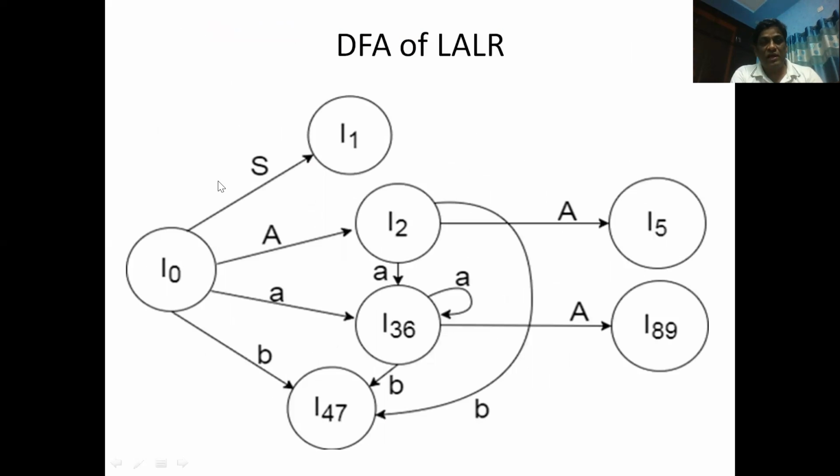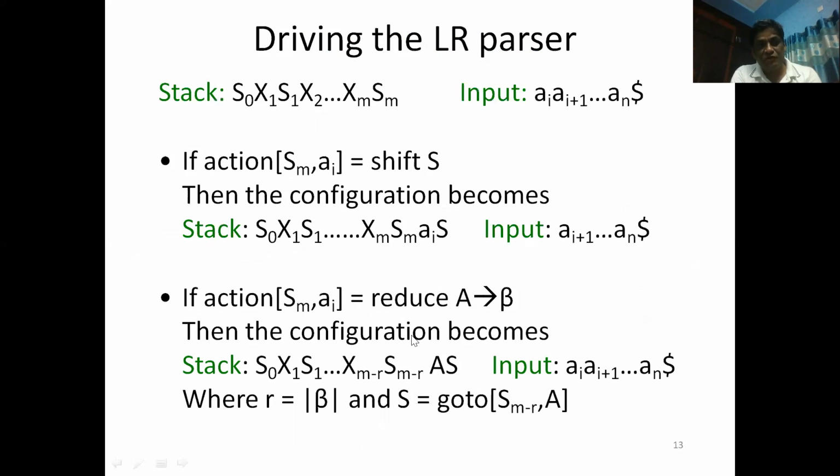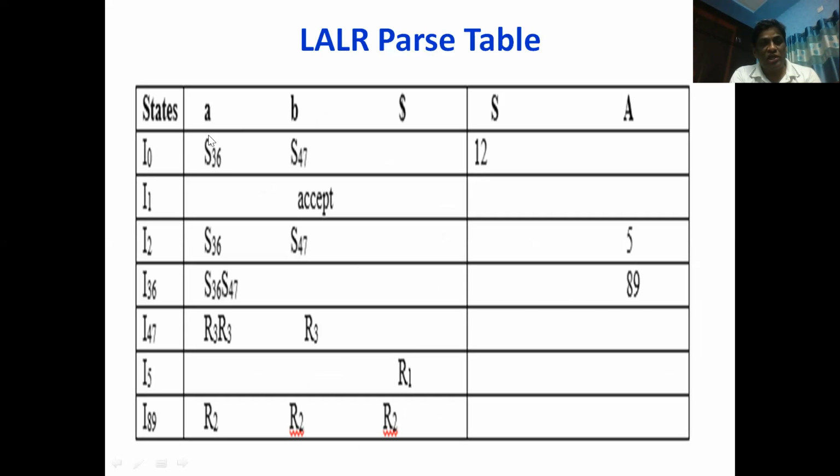For example, I will explain how to fill that shift operation. For shift operation, you need to look for the terminals, transitions on terminals. So this is I naught with small a going to I36. Therefore, I naught on small a is shift 36. You need to fill like this. I naught on small a corresponds to shift 36. Okay, or you can use a single state. You can rename it as a single name. 36 is the name of the state. Remember that it's not two symbols. 36 is the name of a single state.